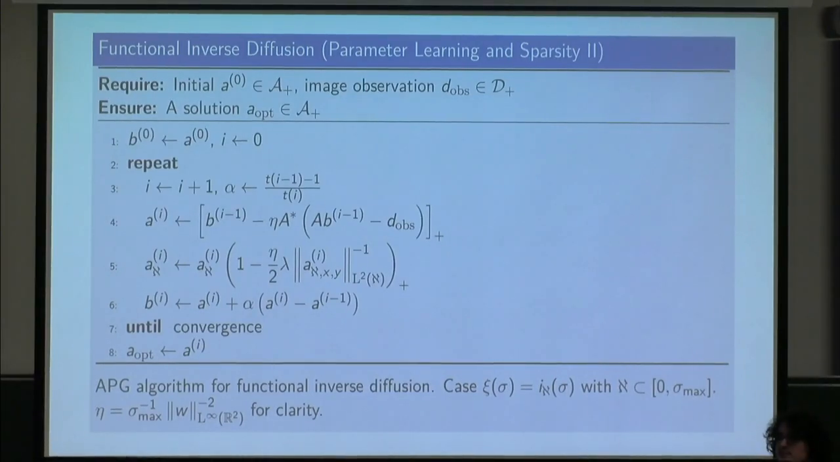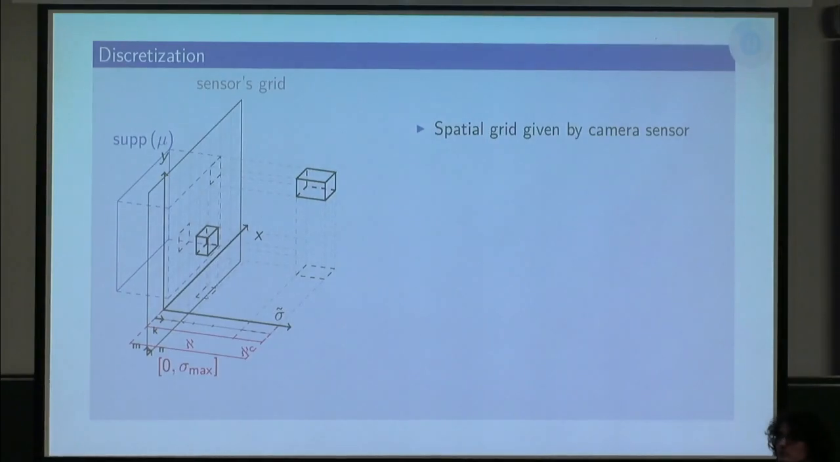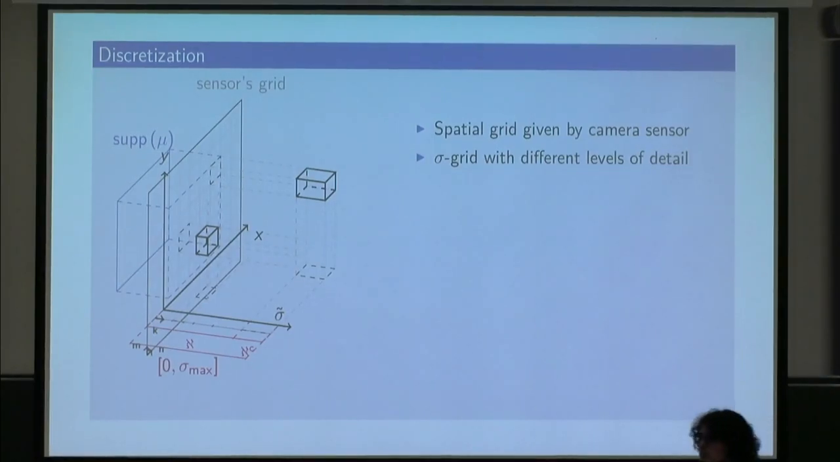You may have noticed that I haven't discretized the problem at any point. At some point we needed to do that, and we decided to do that after having formulated the algorithm, which may not be that traditional. The spatial grid we borrowed from the sensor camera, which is imposed on us. And then the sigma grid, we chose it to be non-uniform. That allowed us to give more detail to the discretization of the smaller sigmas, which corresponded to smaller patterns in the image, and less detail to the big sigmas.